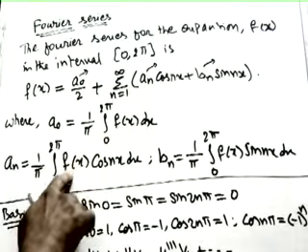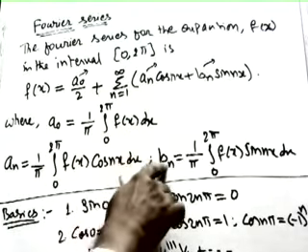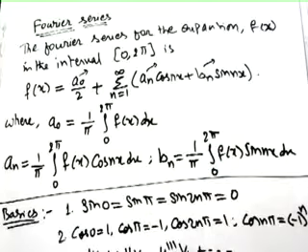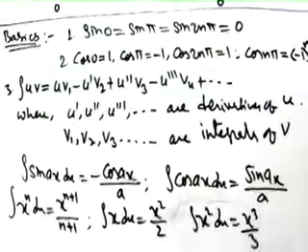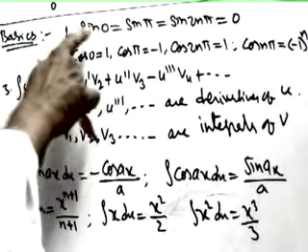What do we have to remember by heart? For a naught, we have only f of x. For an, f of x into cos nx. For bn, f of x into sin nx. Okay. Some basics also we are going to use here. We must know all these things.